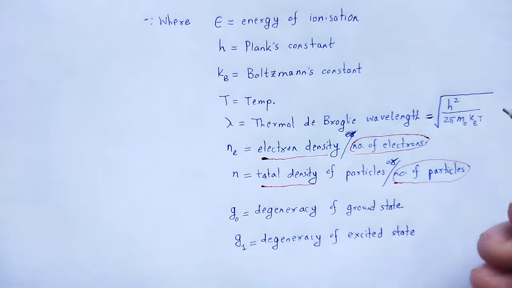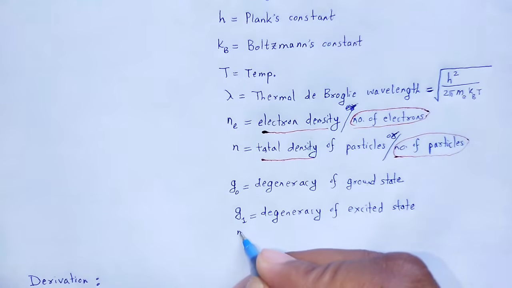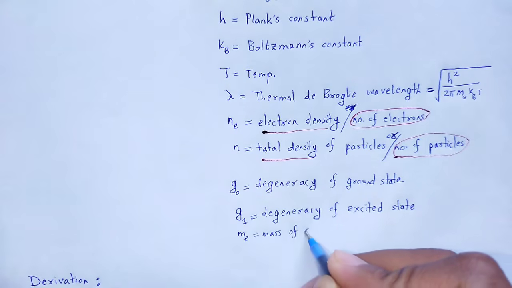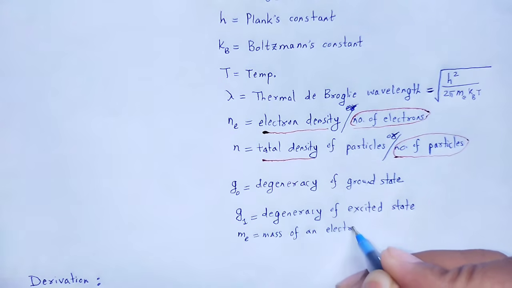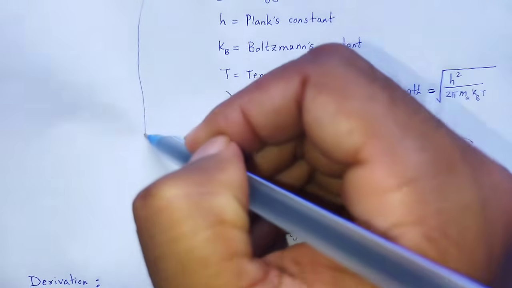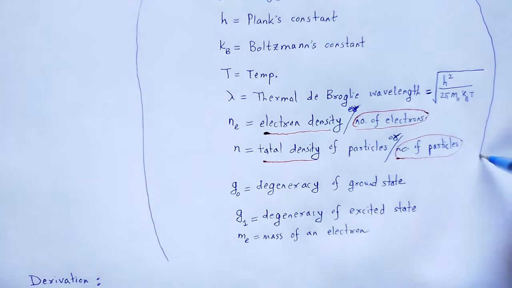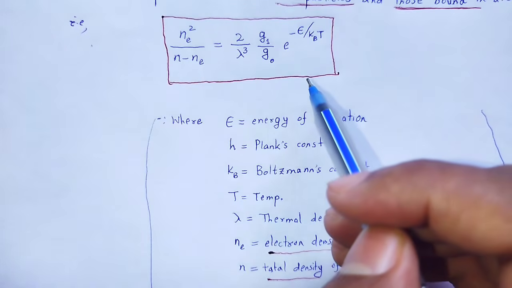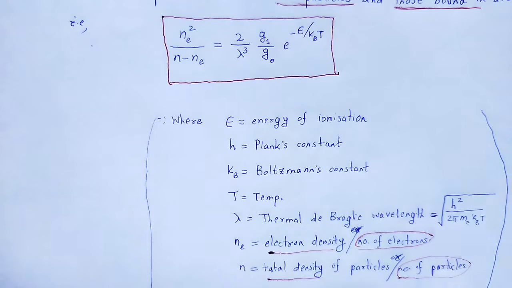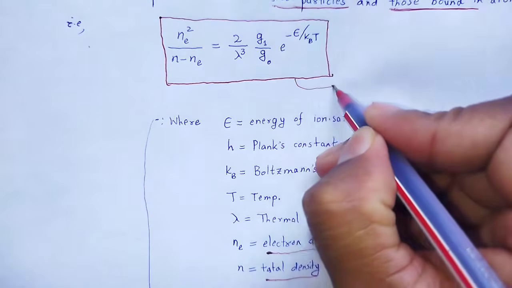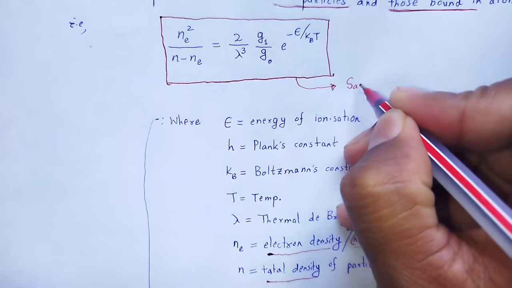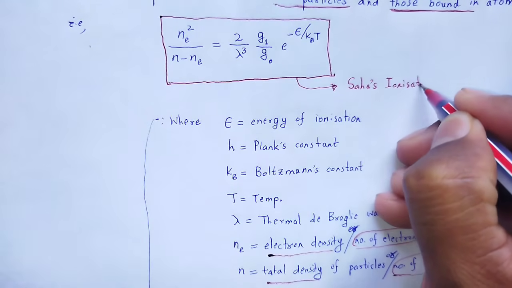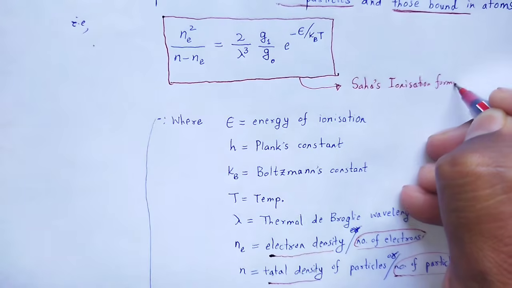Okay. Another term, m_e, is the mass of an electron. These are the terms of the equation. That equation is Saha's ionization formula.